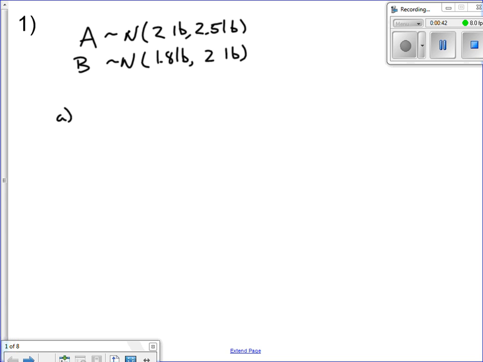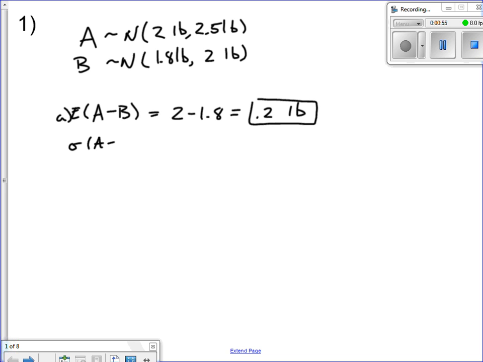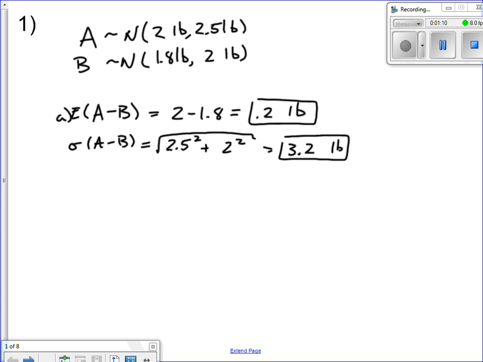So for part A, we're just going to basically say, what's the expected value of A minus B? Well, that's just 2 minus 1.8, so we would expect about a 0.2 pound difference in weights. The standard deviation of A minus B, remember that we first have to go to variance, 2.5 squared and 2 squared, and you always add the variances. And so that will be 3.2 pounds for the standard deviation of the difference between the two.